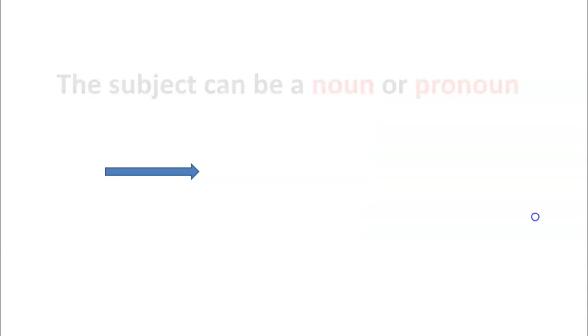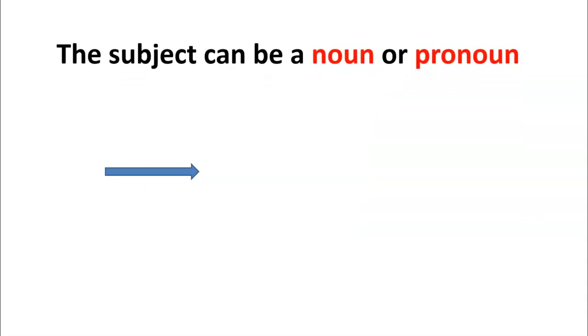Before I end this lesson, I just want to remind you of something, okay? And I want you to remember this. Many students get confused regarding the subject. Sometimes when they see he, they can answer or write the verb correctly, but when they see a different one, they might not. The subject can be a noun or a pronoun.